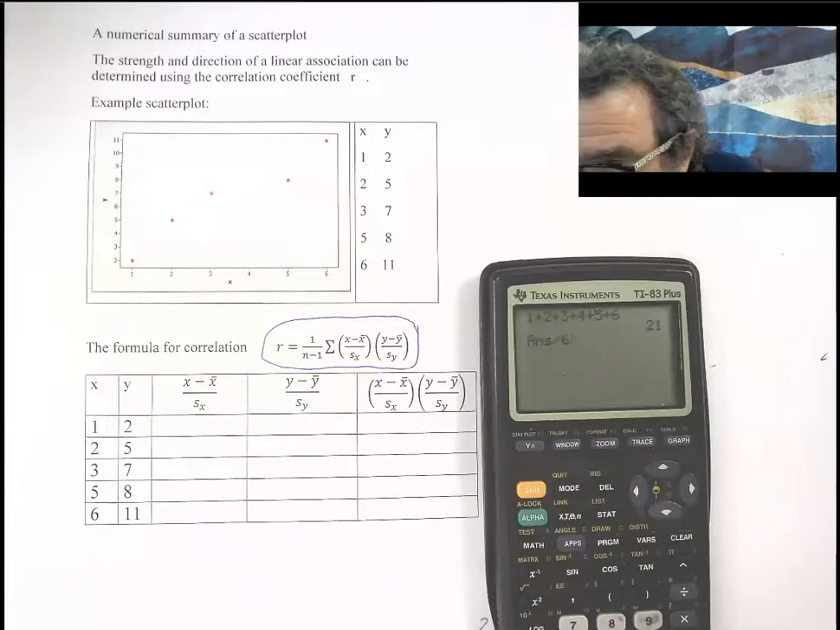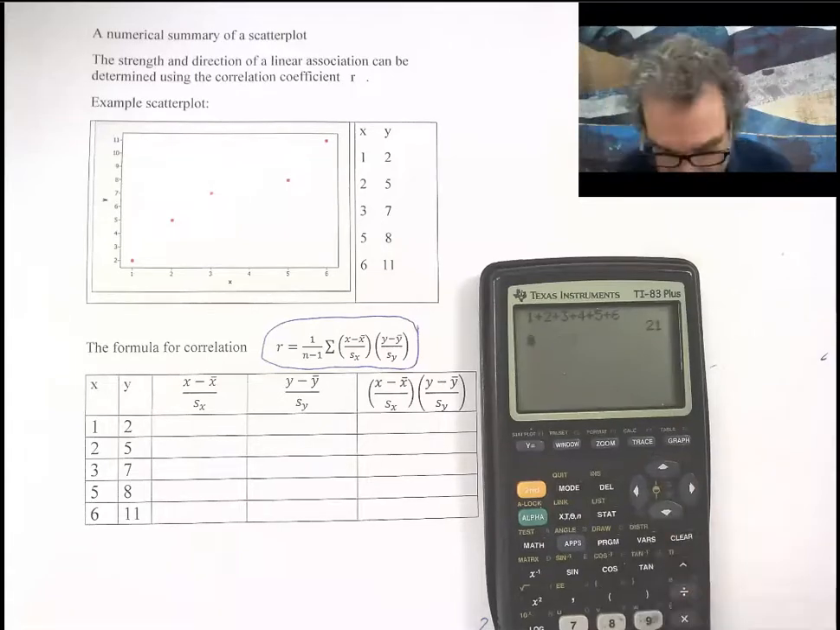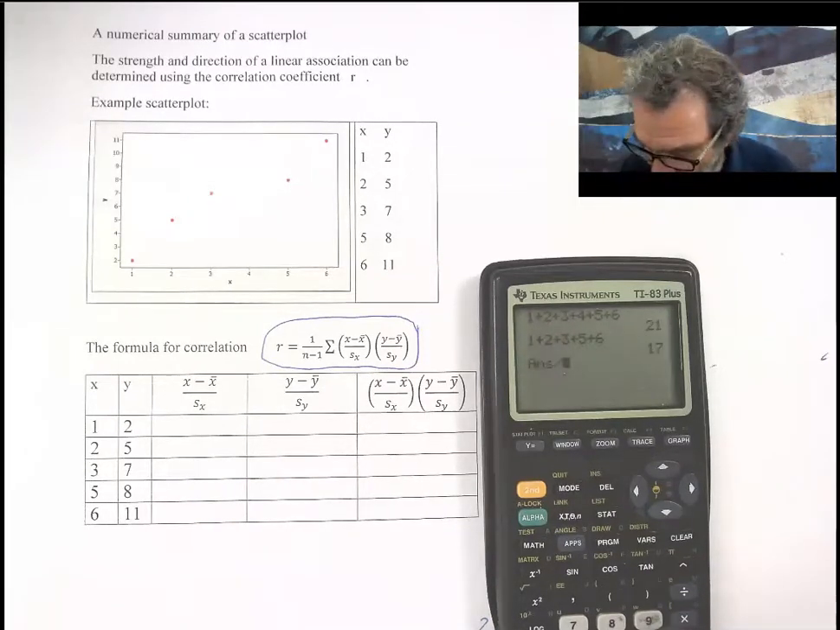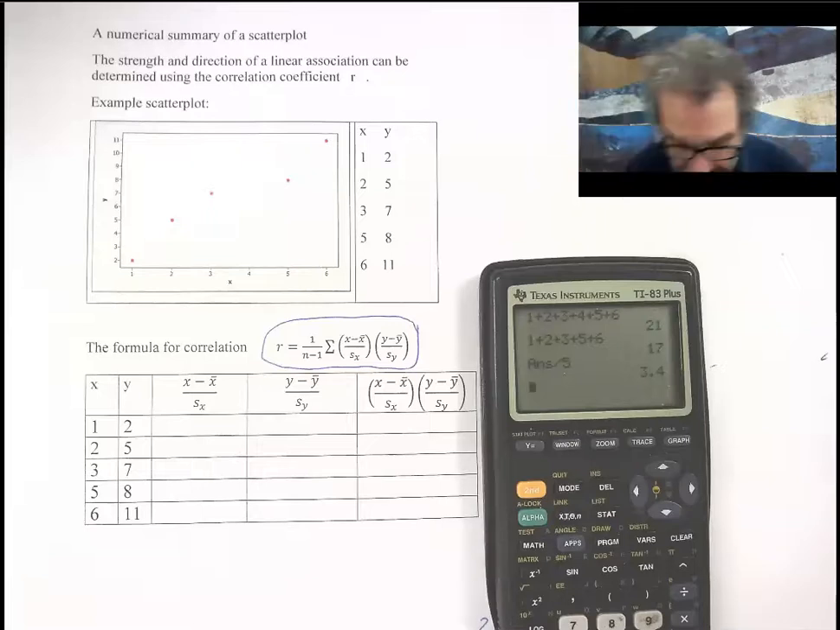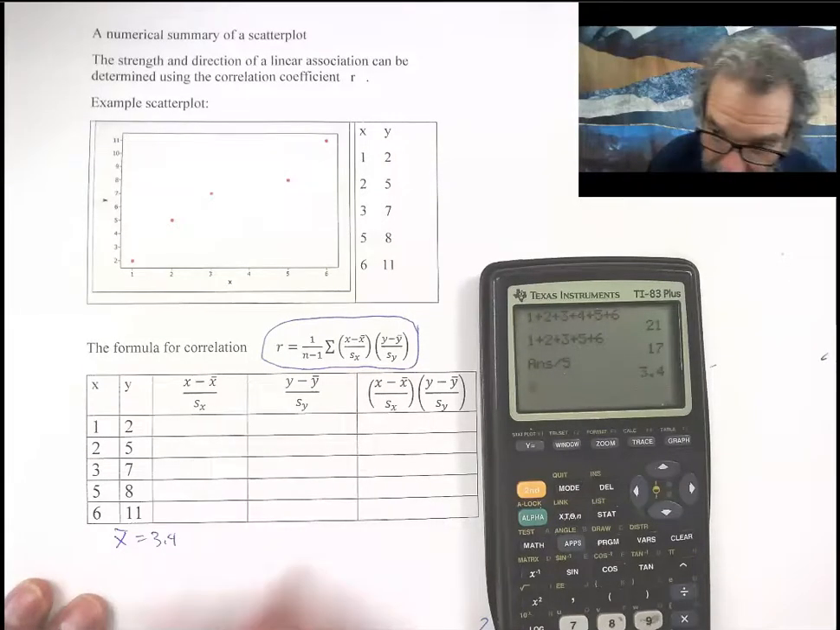One, 2, 3, 4, 5. Oh, there's no 4. I was wondering what happened there. 1 plus 2 plus 3 plus 5 plus 6. 5 values. Divide that by 5. 3.4. X bar is 3.4. We're going to need that.